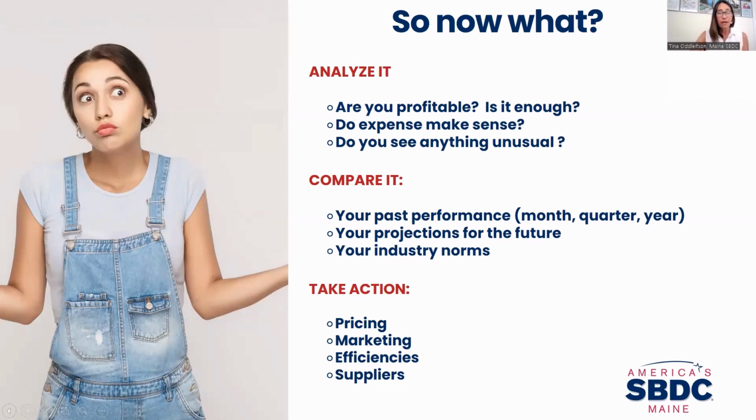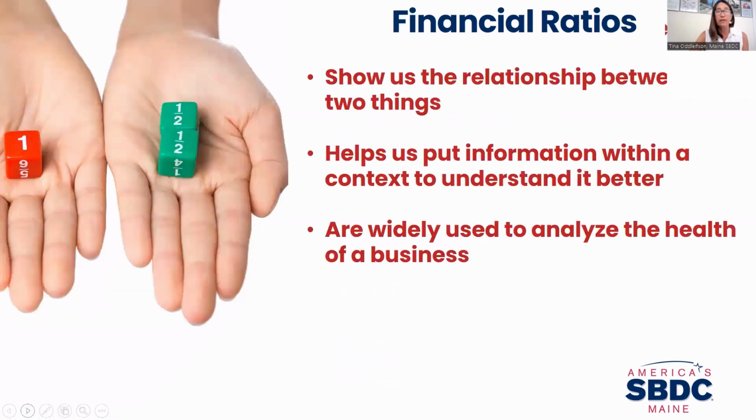And the way that we really get into doing this is by using something called financial ratios. This is where some people are like, forget it. This is math. This is stuff I don't want to know about. But all a ratio is the relationship between two things. It just shows us the context of information so that we have that comparison and it gives us meaning. That's all it is. They're widely used to analyze the health of businesses by bankers and investors. And ratios are something that you as a small business owner can also use to really understand what's happening.